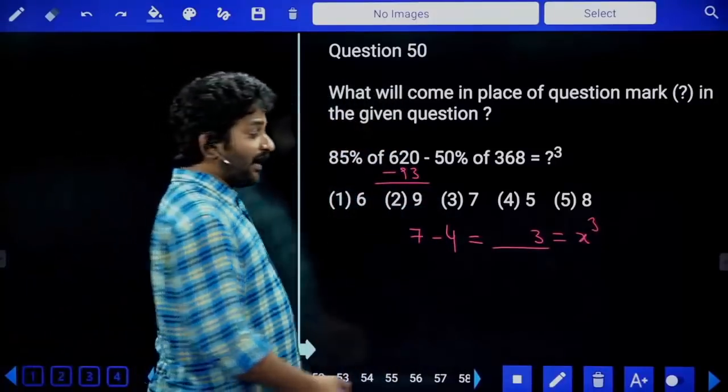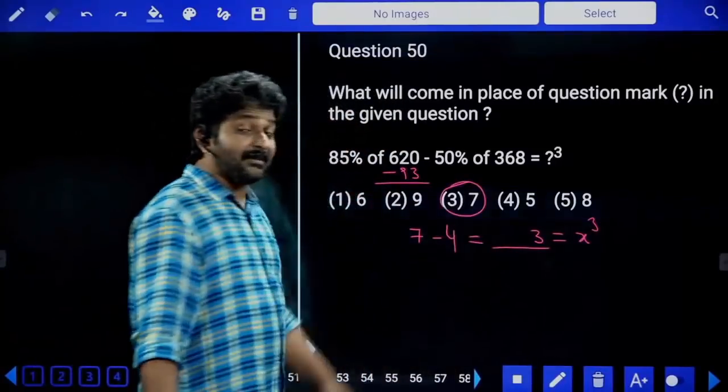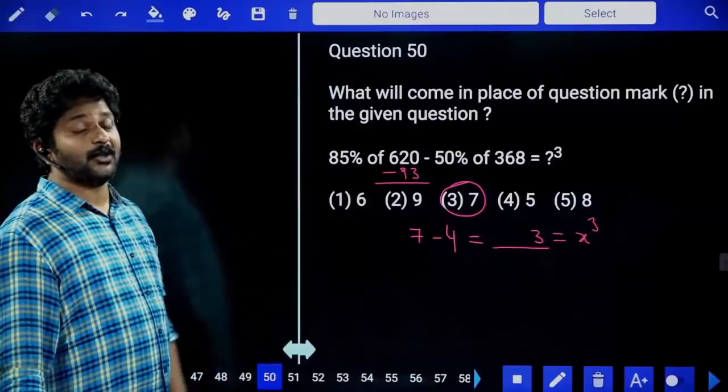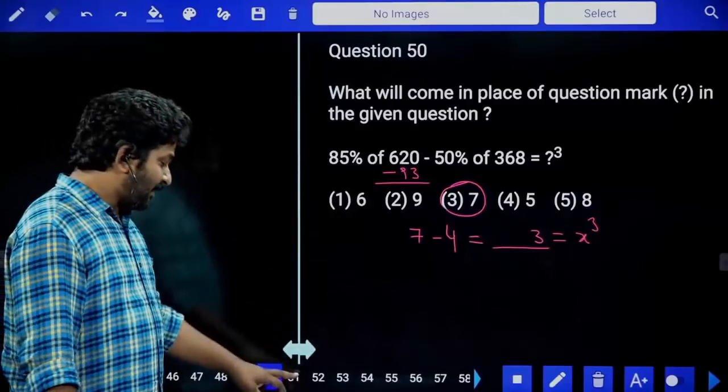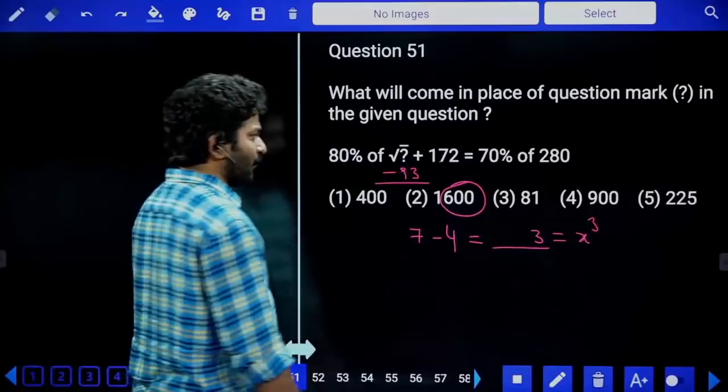Which number cube ends with 7? That is, which number cube ends with 3? That is 7 cube only ends with 3. Hence the third option is our final answer.